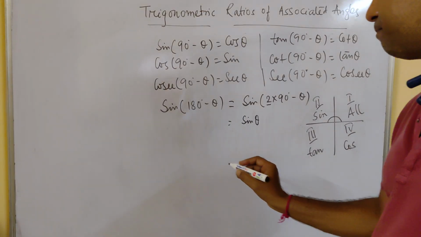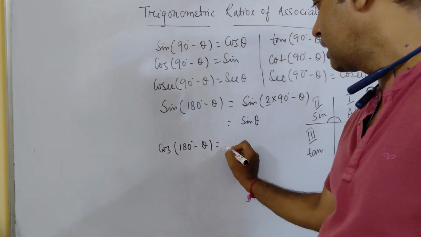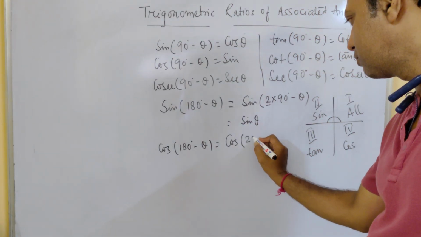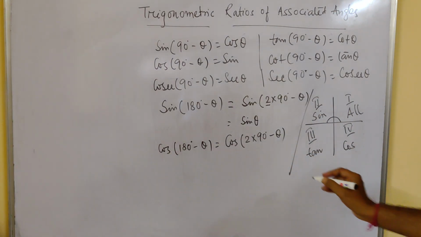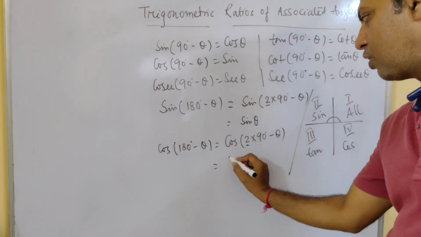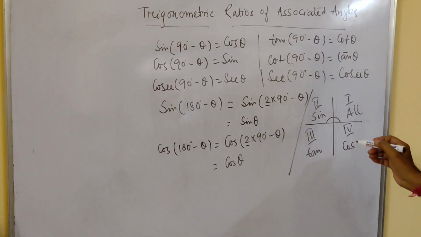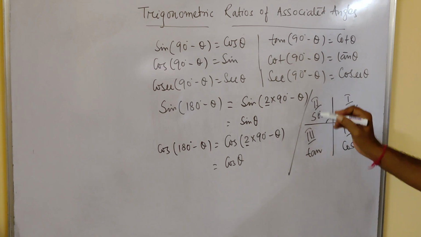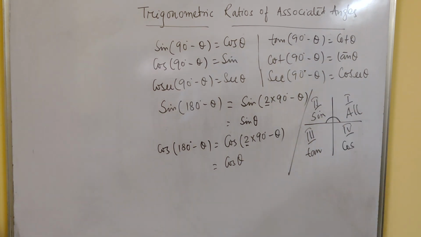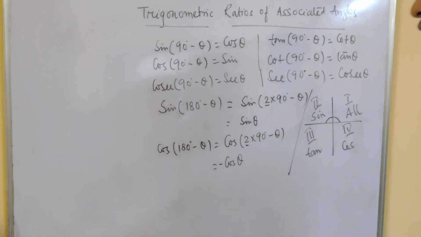Similarly, cos 180 degree minus theta. Now we may write cos of 2 into 90 degree minus theta. The multiplier is 2, so it is an even number, so cos remains unchanged, so cos theta is definite. But we check the sign. So here it is 90, it is 90, 180 minus theta. So the angle lies in the second quadrant, but the second quadrant is for sine. Sine is only positive here, therefore it is minus cos theta. So cos 180 degree minus theta becomes minus cos theta.